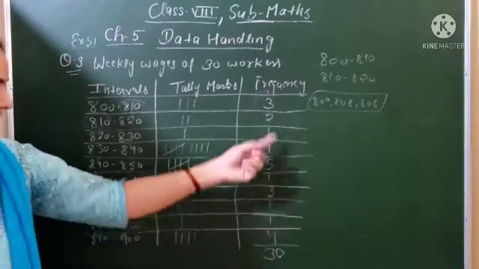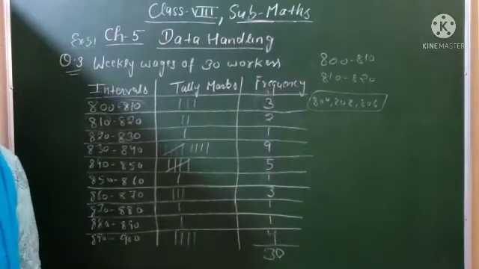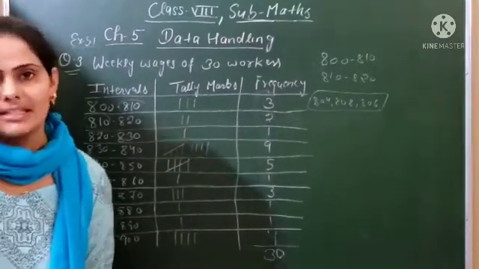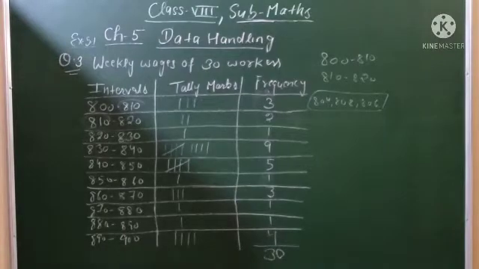And in total, how many workers are there? 30. Okay, so this is your frequency distribution table. Is it clear? This is question number 3.